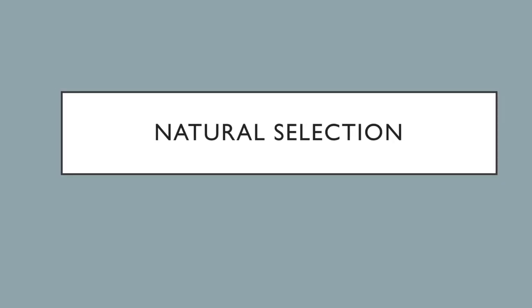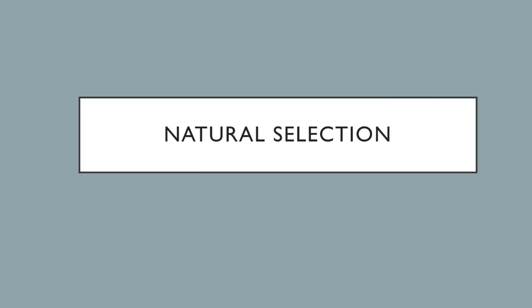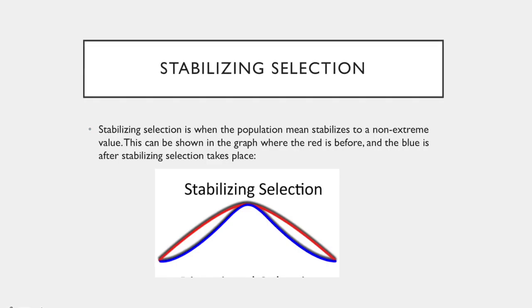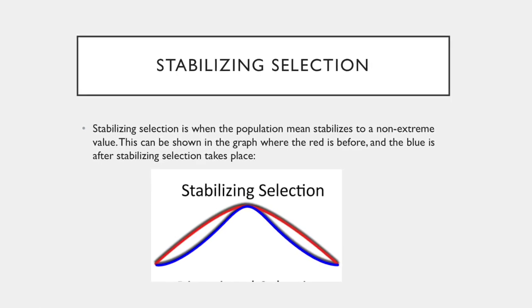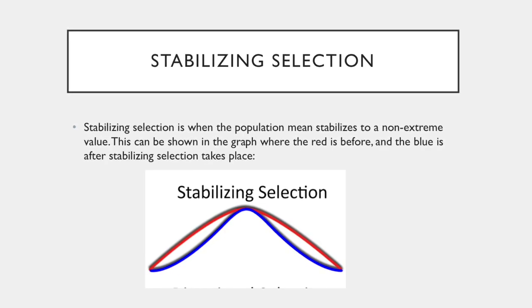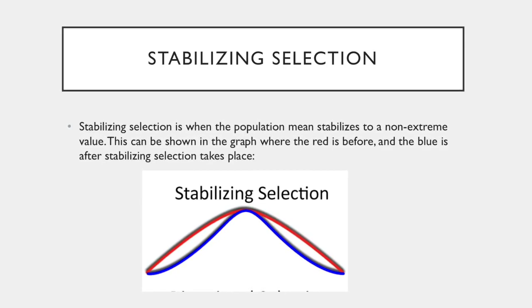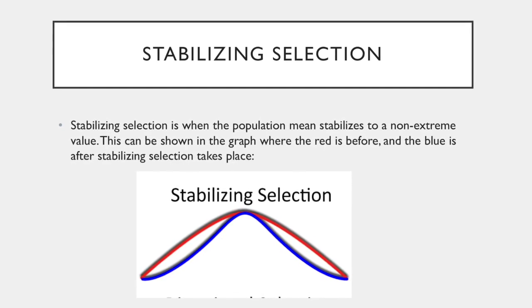Today we will be talking about the three types of natural selection: stabilizing selection, directional selection, and disruptive selection. Stabilizing selection is when the population mean stabilizes to a non-extreme value. And there's the photo here where the red is the before and the blue is after stabilizing selection takes place. And you can see that the mean switches to the intermediate trait.